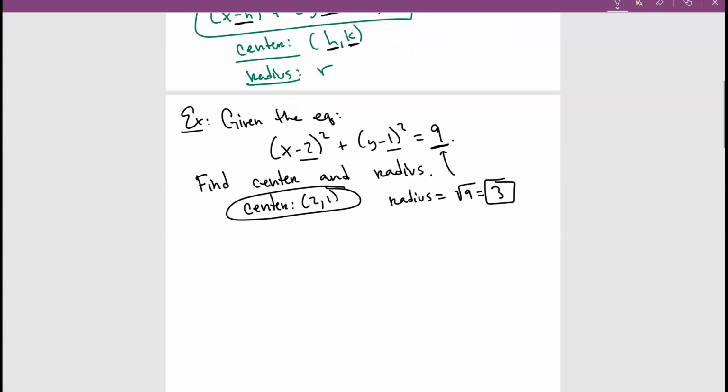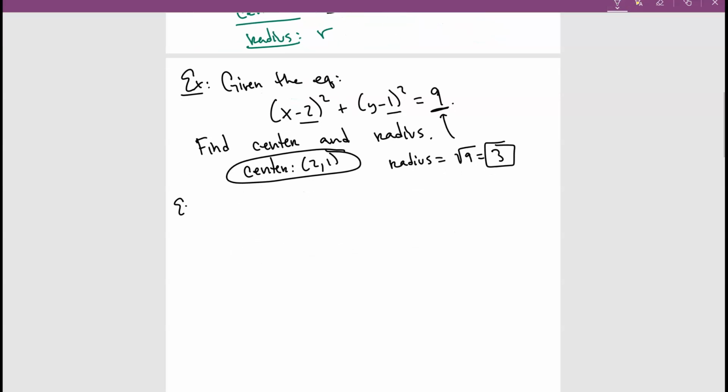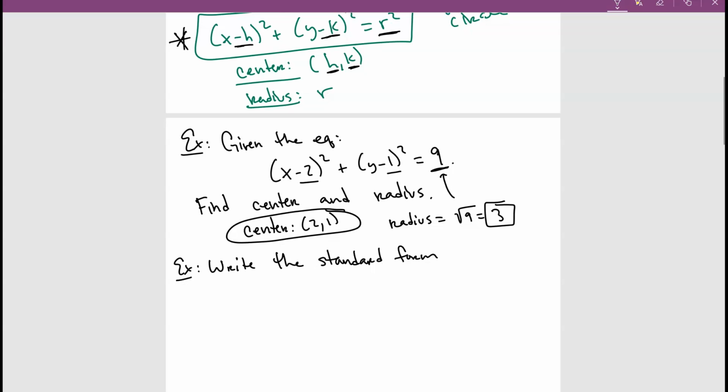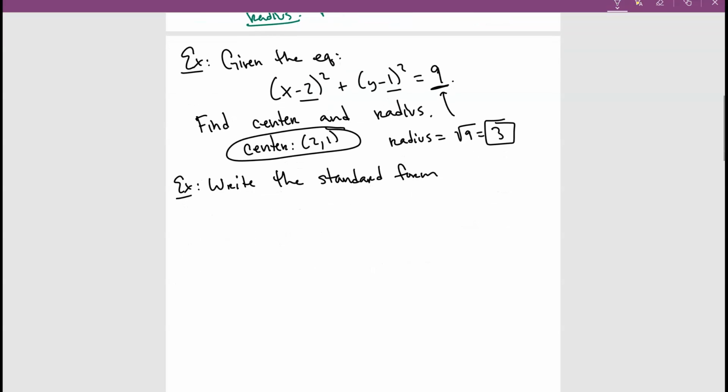Now let's do a couple more problems. Write the standard form, and when I say standard form, I'm basically telling you this formula. This formula is the standard form. So write the standard form of the circle, let's do part A, with radius 6 and center 0, 0, right at the origin. We want the radius to be 6 and the center to be 0, 0.